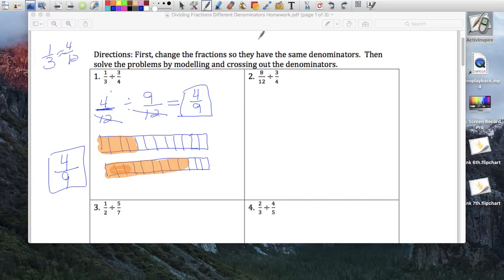So let's use the ladder method. Got 12 and 4. Pick a number. I'll pick 4. 4 goes into 12 3 times. 4 goes into 4 1 time. Is there any other number? No, so the LCM is this number and the numbers at the bottom.